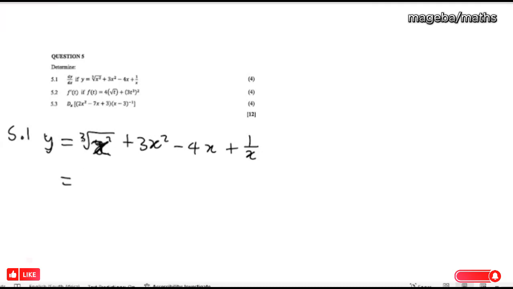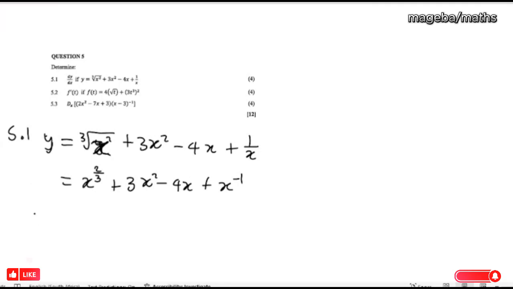First thing, we must take this and divide it by this exponent of 2 here. So it's going to be x to the 2 over 3, plus 3 times x squared, minus 4x. Here we need to take this x to the top, so it's going to be x, and the exponent has to change, so it's going to be negative 1. From here, everything is fine. Now we can do our derivative.